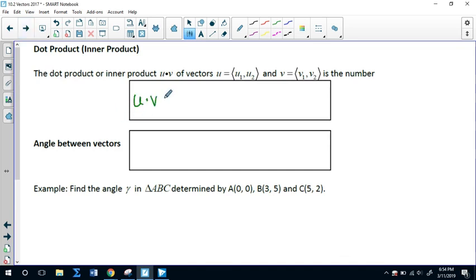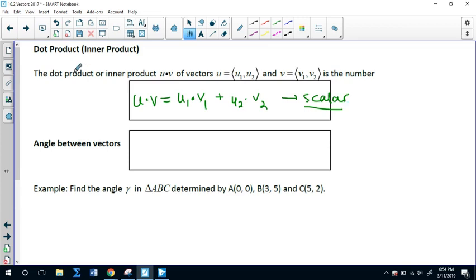So u dot v. And all you have to do, hopefully you remember this, is multiply the i components, or the x portions, together. So u1 times v1 plus u2 times v2. And this will be what we call a scalar, because you're just going to get a number. You're not going to get another vector out of this, okay?